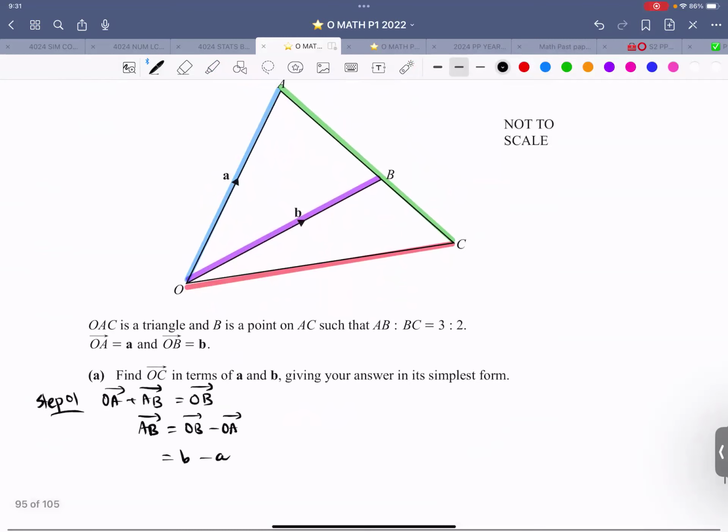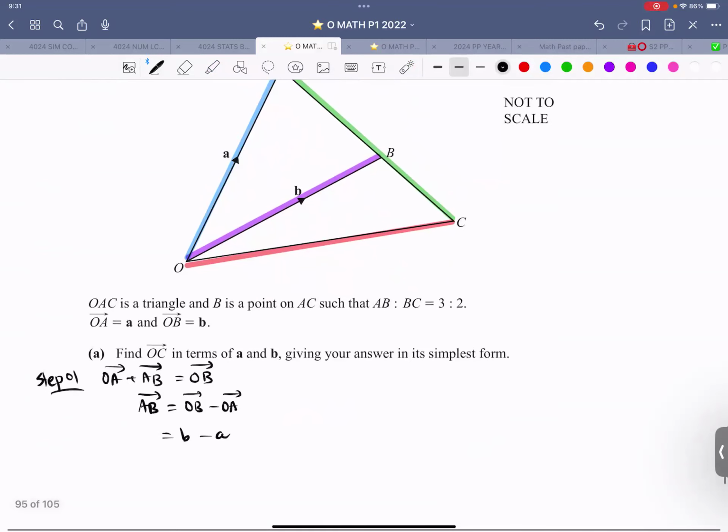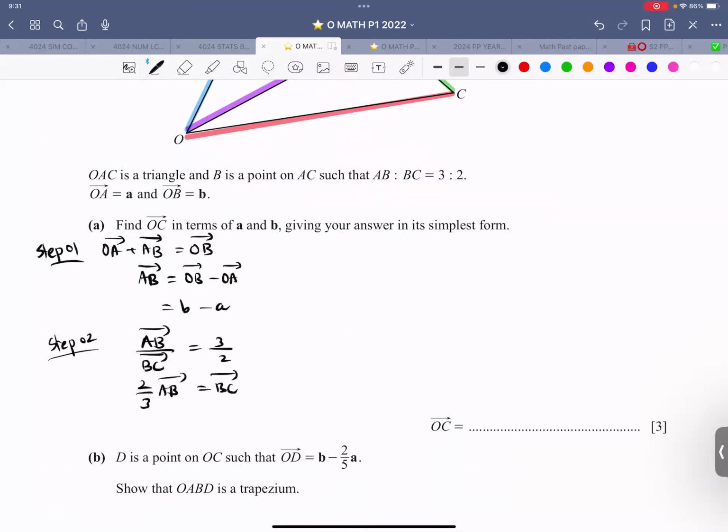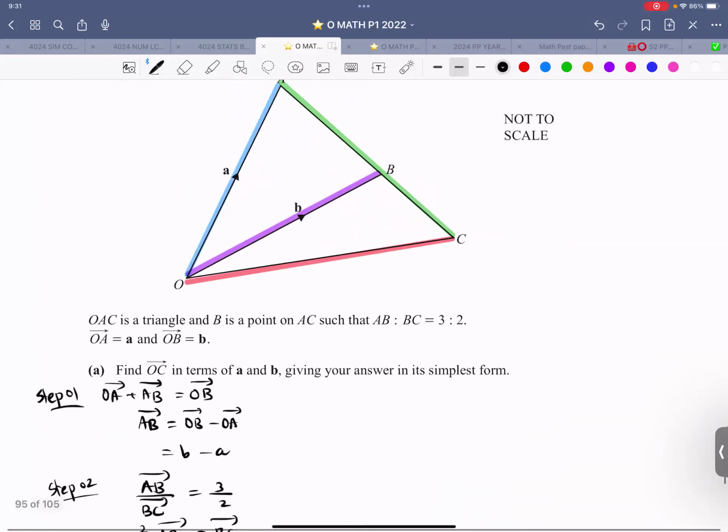Vectors, all you have to do is to go step by step. Now this is AB. The ratio of AB to BC is 3:2. So step 2. Ratio of AB, let me draw the arrow, AB, BC in the same direction, that is 3:2. In other words, 2/3 of AB is BC. So therefore, BC is 2/3 of B minus A. That is the second step.